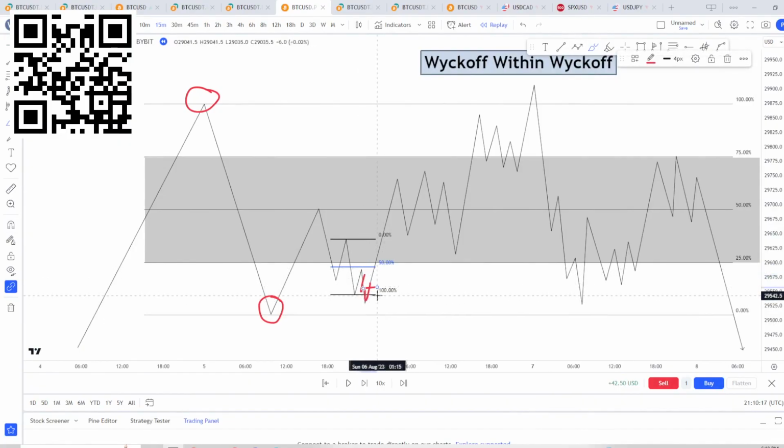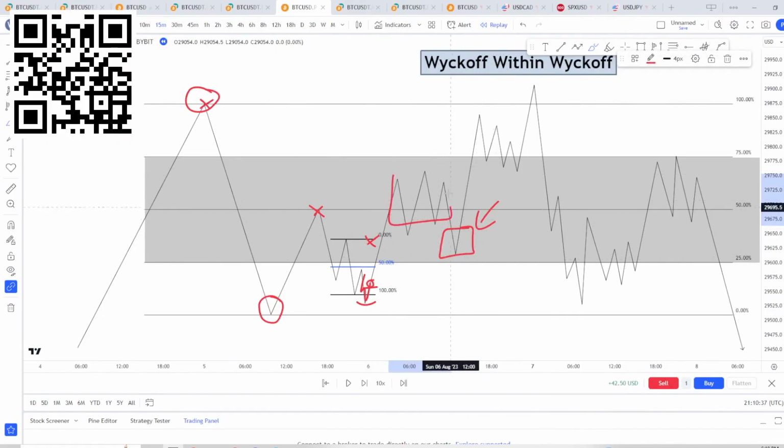And as soon as we got that structure shift after the reclaim of the range low, we decided to market long, putting our stop below this low, targeting this initial high, targeting that high, and then targeting the high of the range. So we therefore held on to that long trade up towards the range high. We've seen a few distributions along the way that ultimately ended up with a manipulation phase.